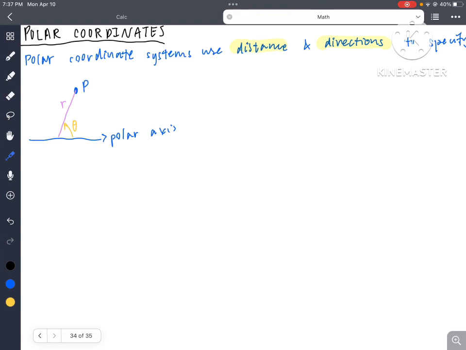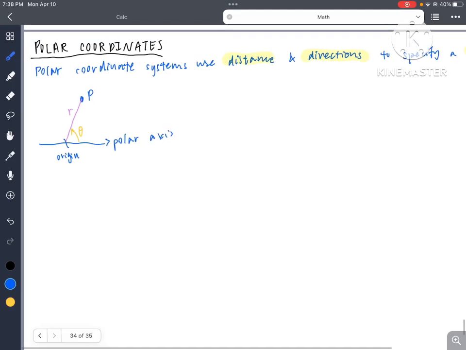For example, in this example, we say that this is the polar axis, and this is the origin. And if I have an arbitrary point P, then it will be at a distance of r away from the origin. And then from the axis, we rotate an angle of theta to go to that point, which is the direction. So this is the polar coordinate system in a nutshell.